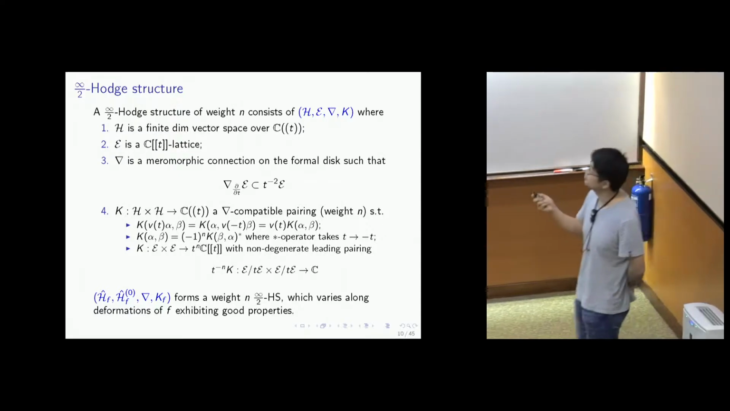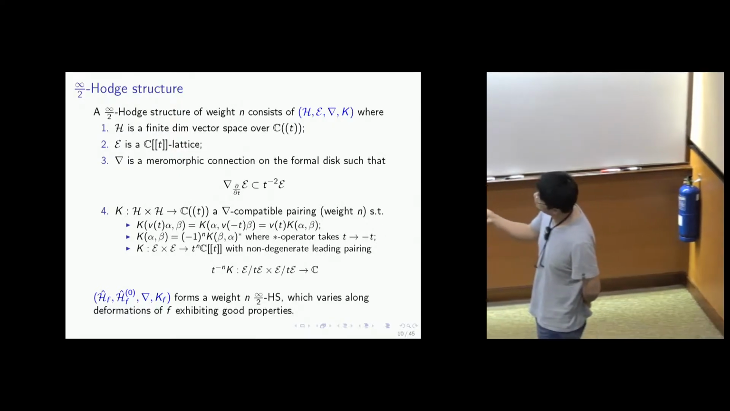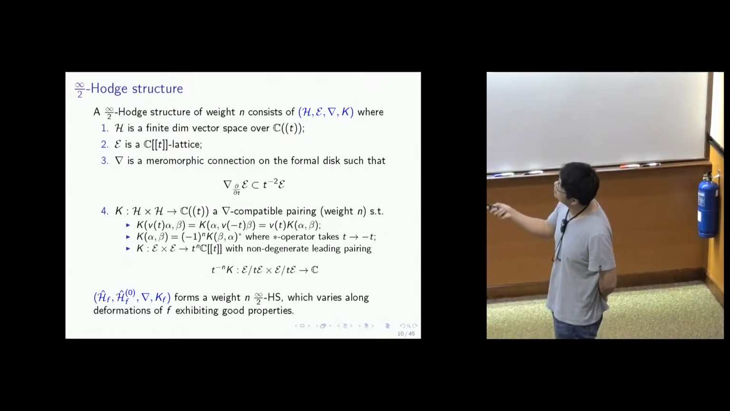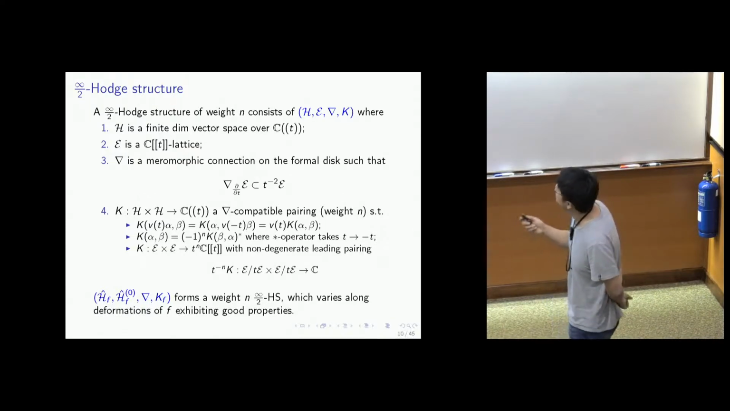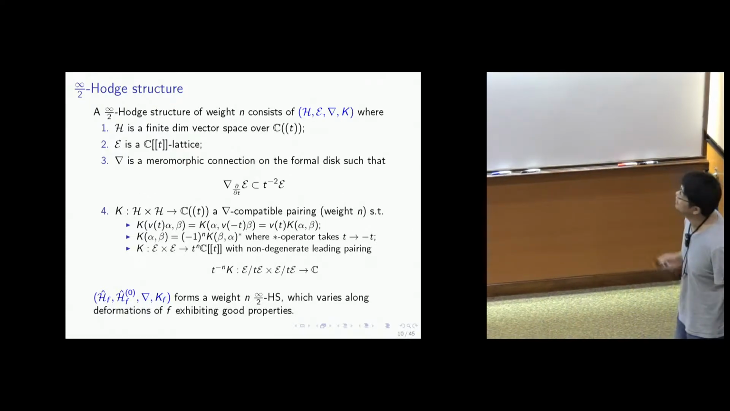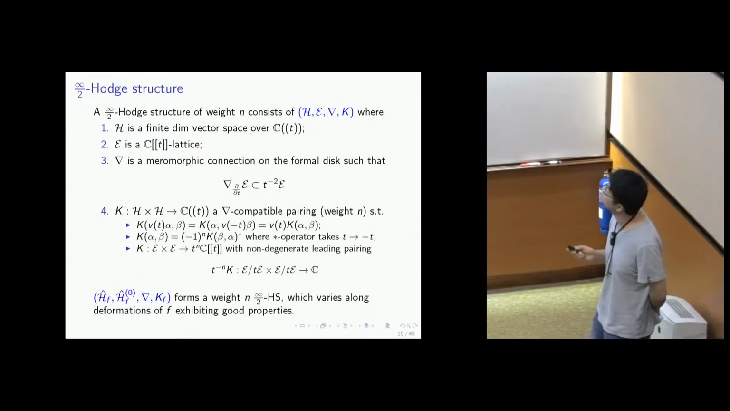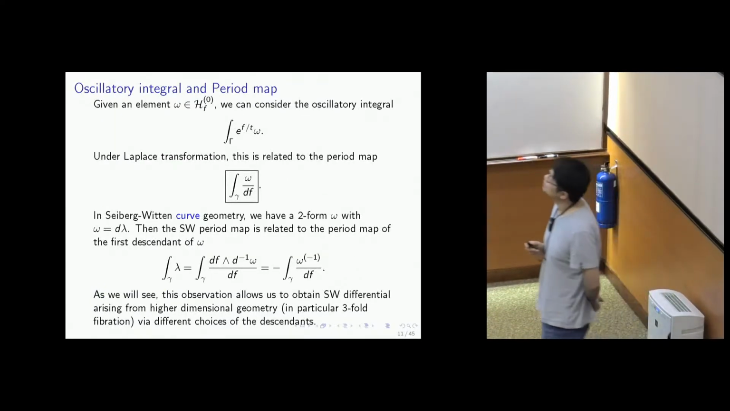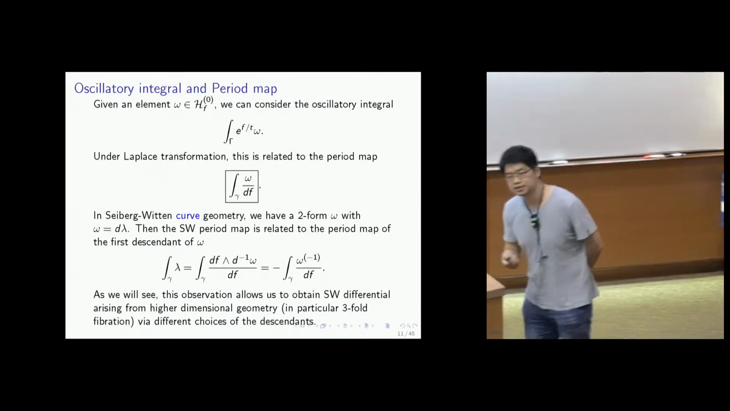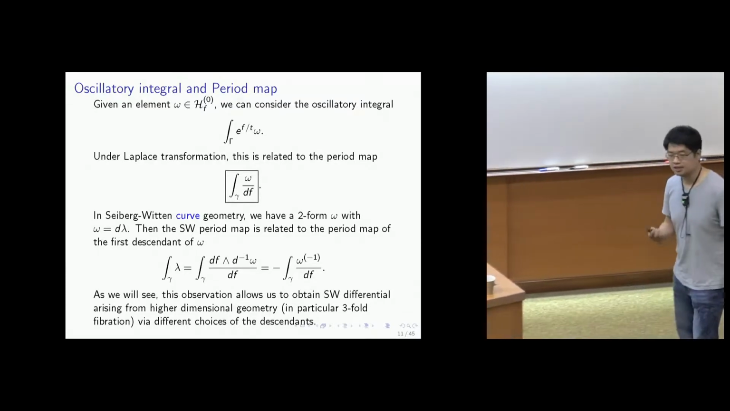This is an example from singularity theory. And again, if you deform this singularity, this structure also varies in an interesting way, like the usual variation of Hodge structure. And I would like to explain how to use this structure to do something essential.